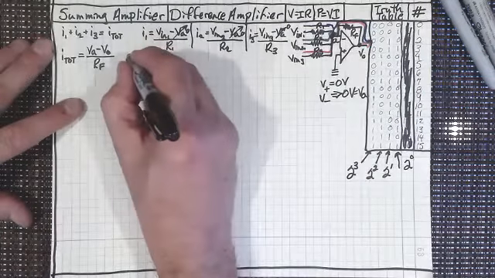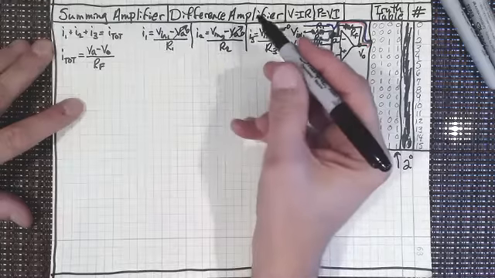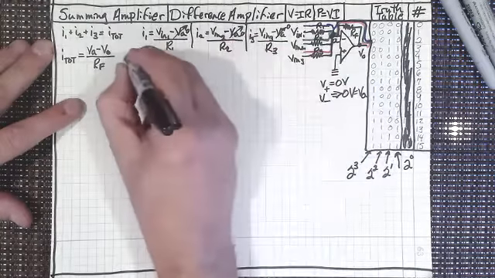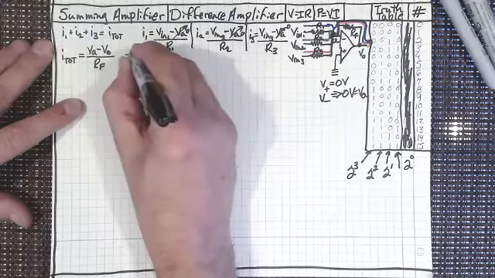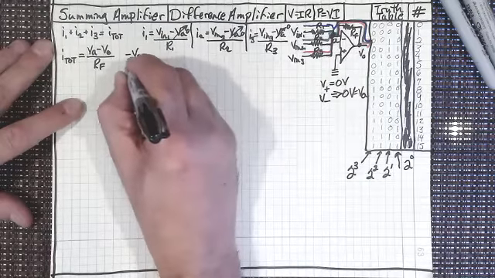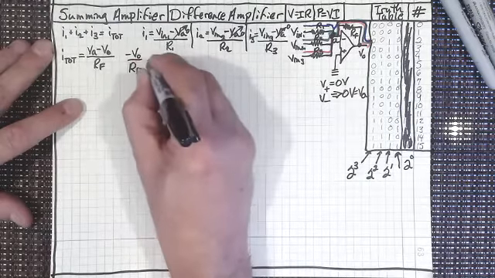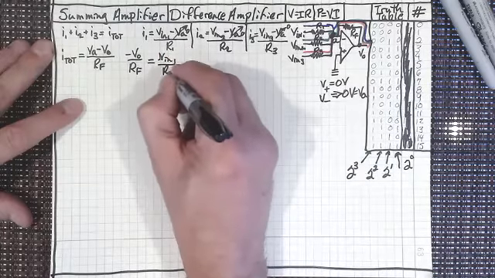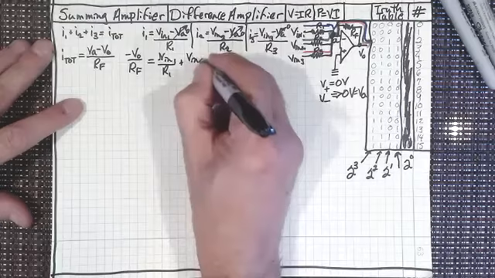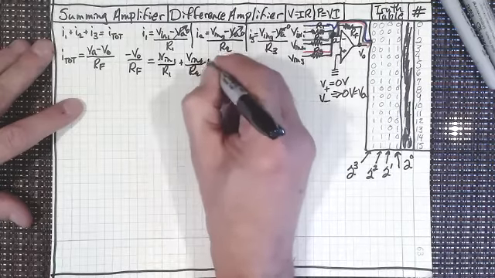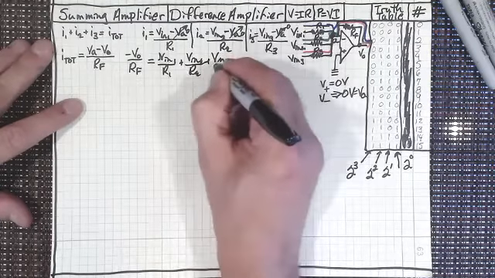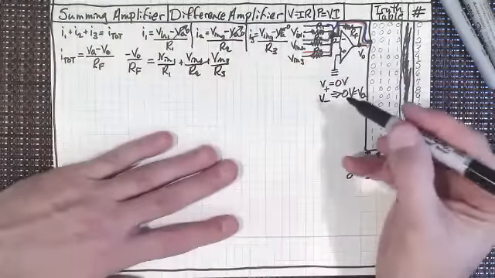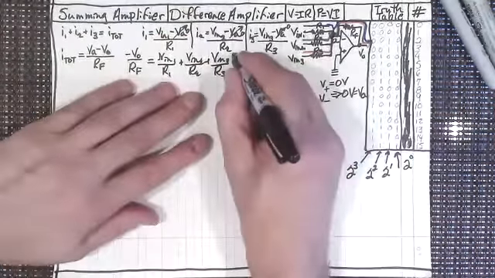So I get, I'm going to write this out twice, but I don't want to lose anybody. Minus V out over R sub F is going to equal V in 1 over R1 plus V in 2 over R2 plus V in 3 over R3, right? Can I simplify that? Absolutely.